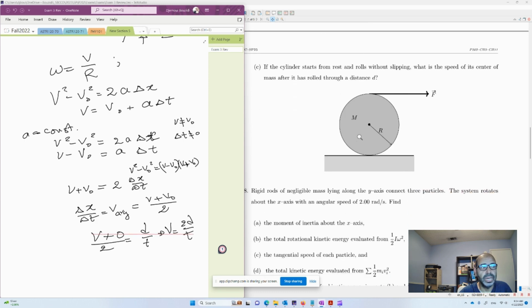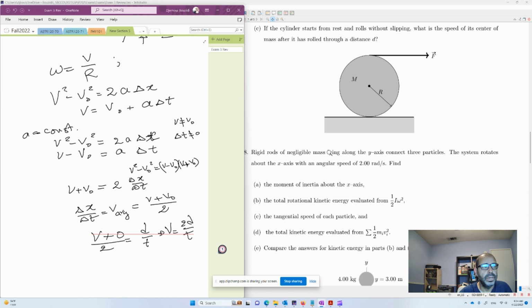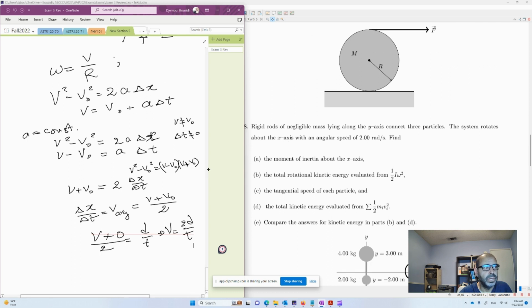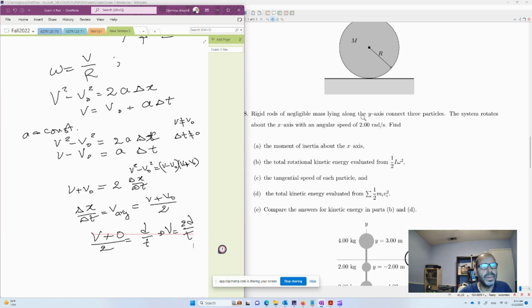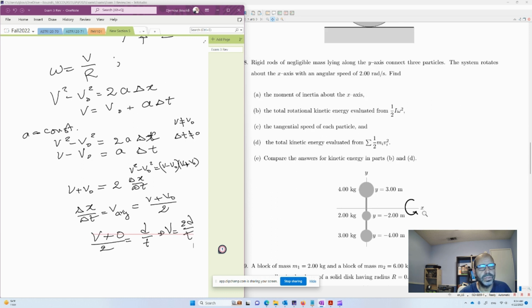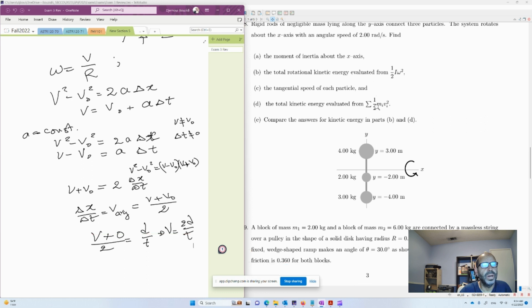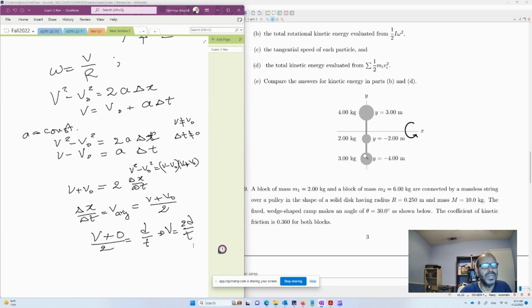Problem 7, we did it in class, I know that. And problem 8 in here says a rigid rod of negligible mass lying in the y direction, and the system rotates about the x-axis. So basically, it's spinning going around the y-axis. Okay, find the moment of inertia about the x-axis. So since I have 3 point particles, we're talking about problem 8 now, okay?